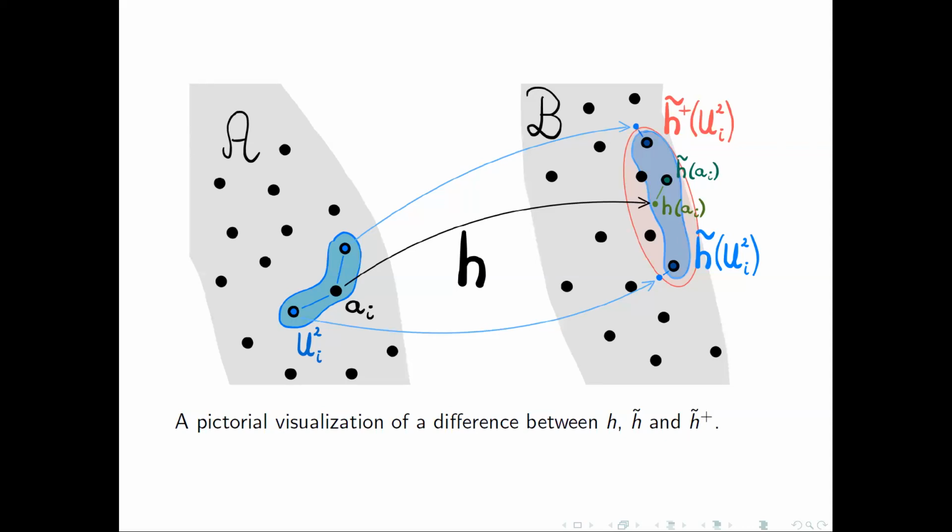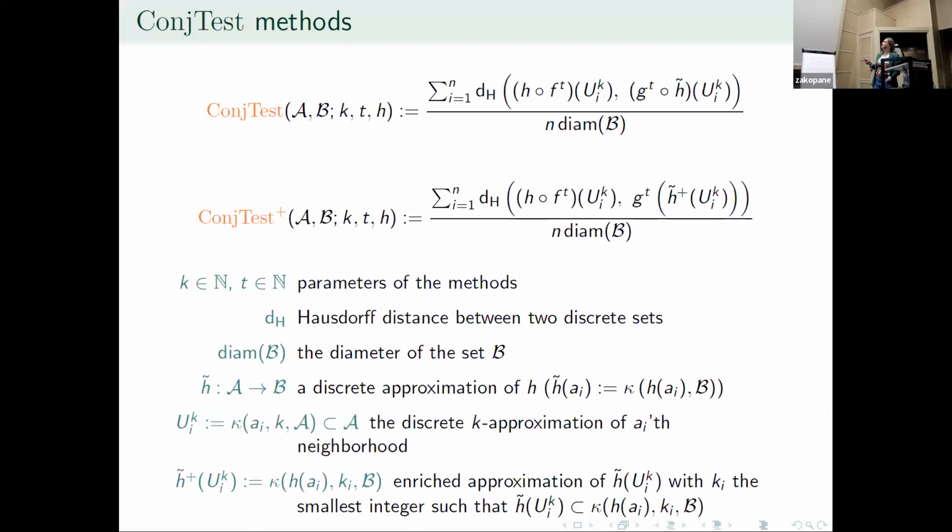But so then we have this blue cloud in the second time series, and we denote it H of U. And again, it may happen that some points in this B time series are actually closer to this theoretical point H_i. So if we want to include them, we have this enriched red neighborhood, which we denote with the plus index here. Depending on whether you use this smaller blue neighborhood or this larger red neighborhood, we have these two formulas for the conjugacy test and the conjugacy test plus, as we call them.